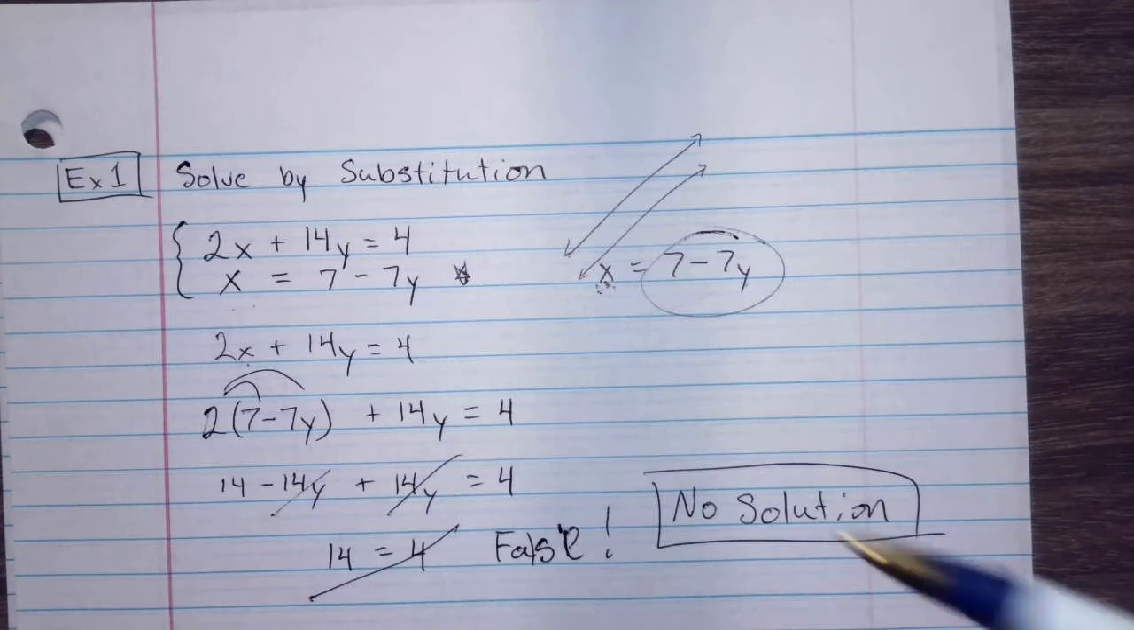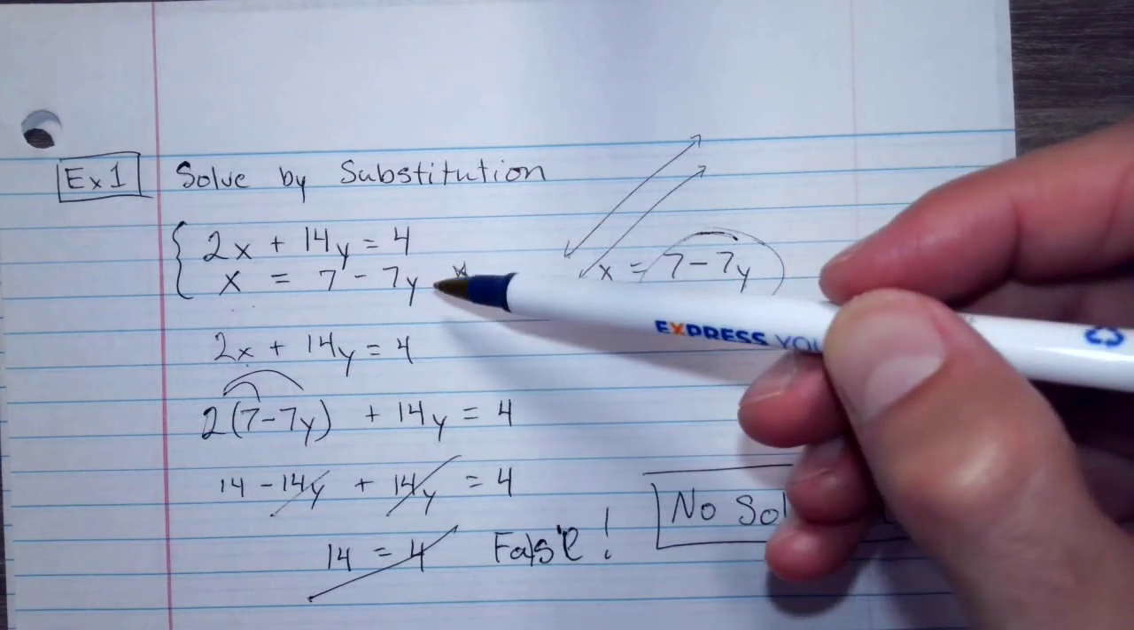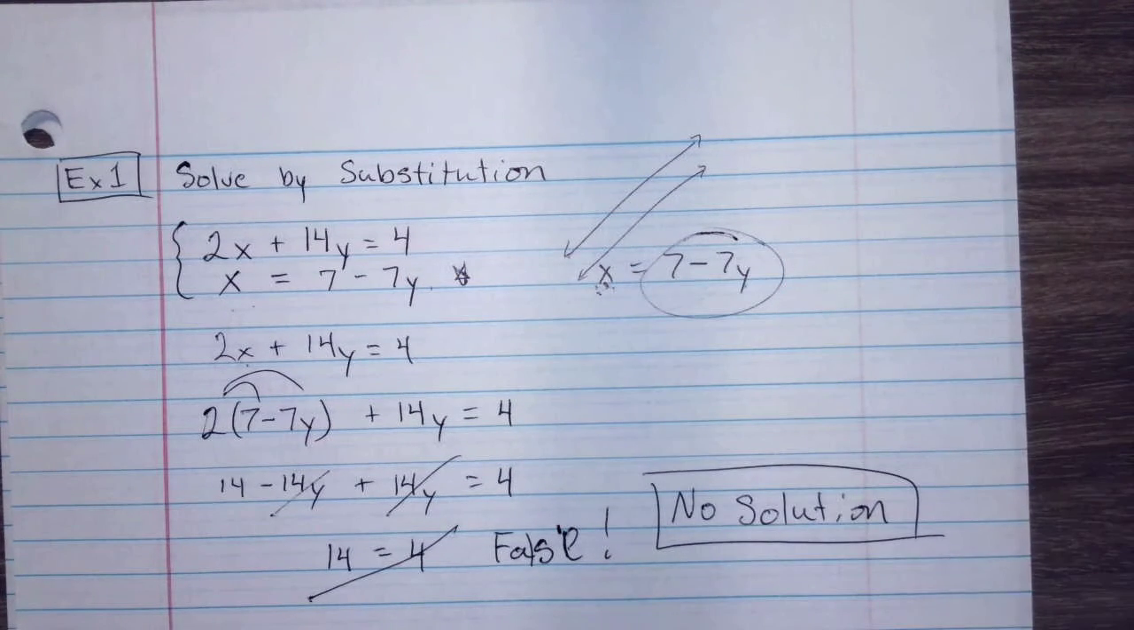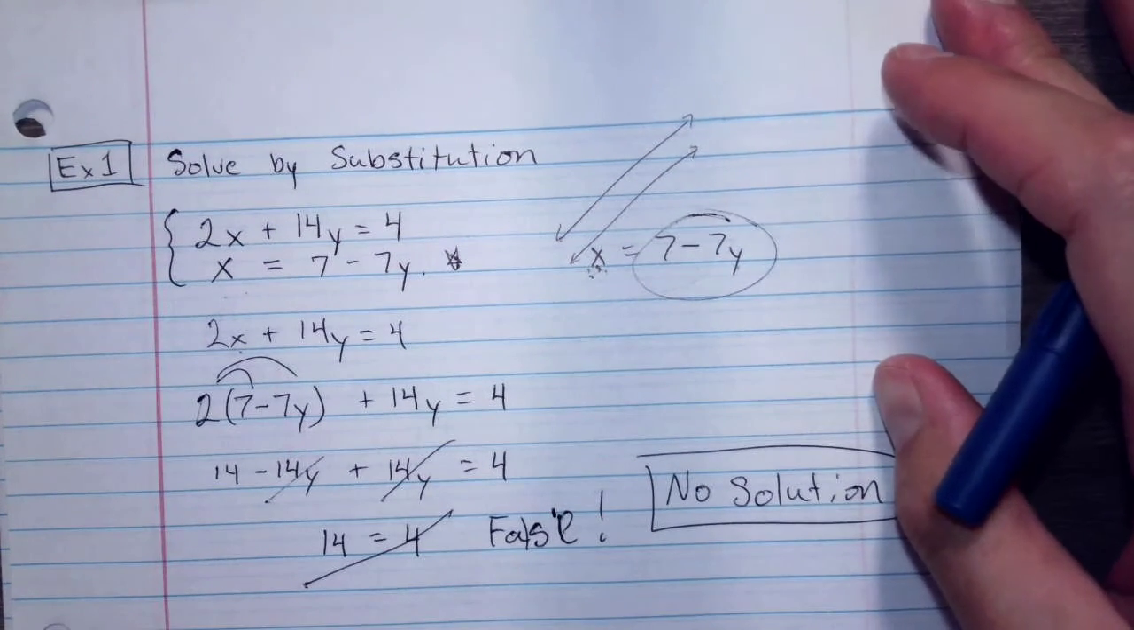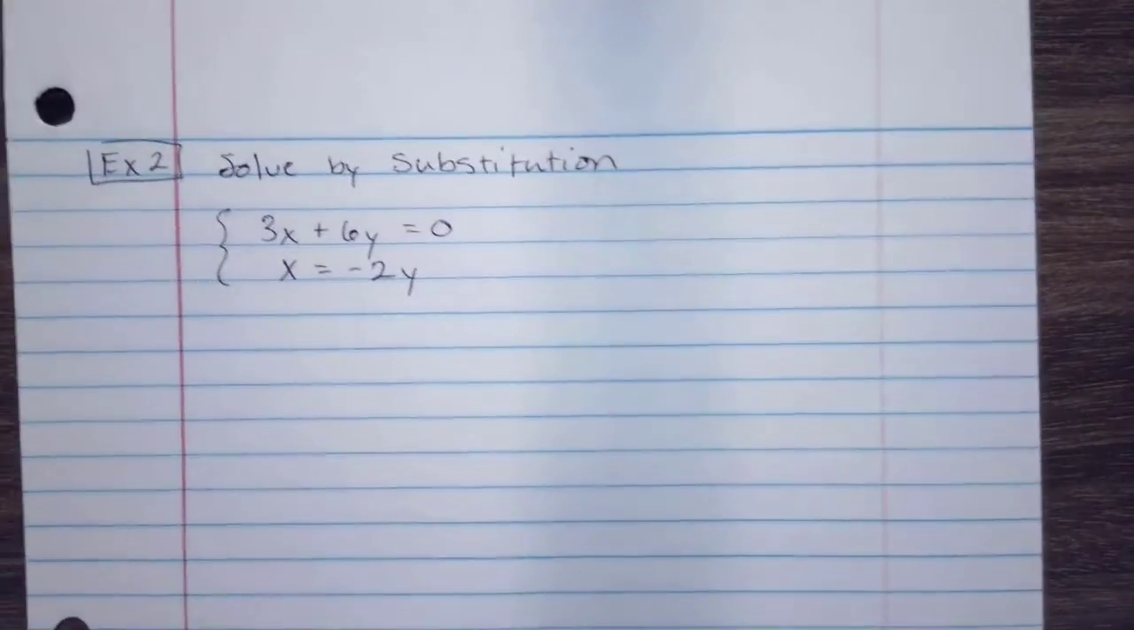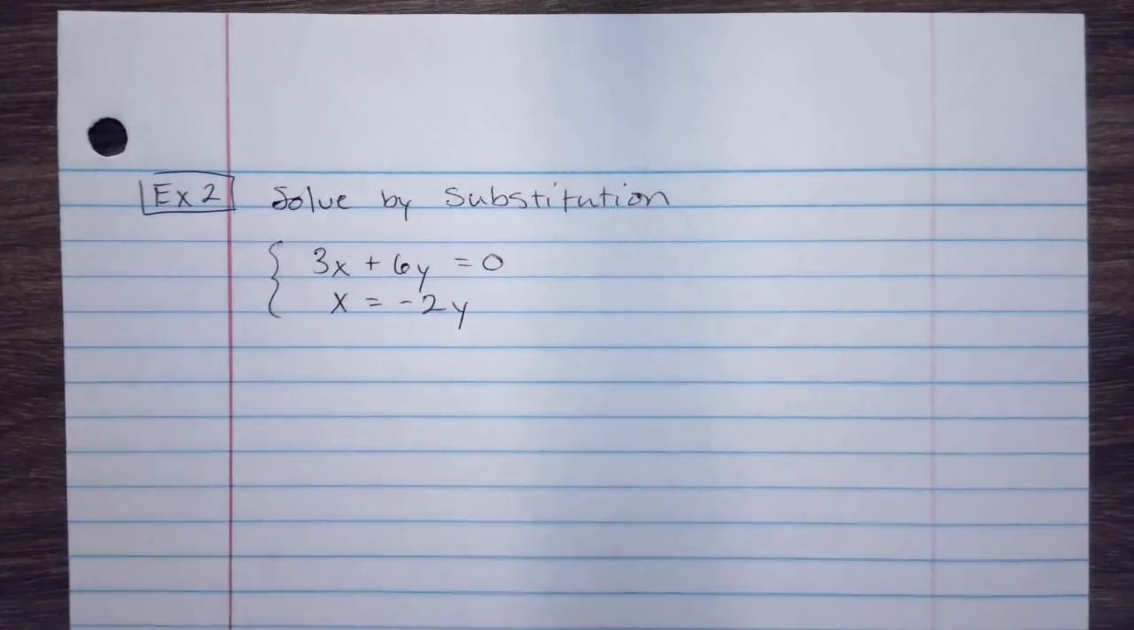Two parallel lines. If you wanted to, you could get both of these in y equals mx plus b form, and you'd see that they have the same slope. But we're going to look at this next example, just to keep it simple and keep the video going.